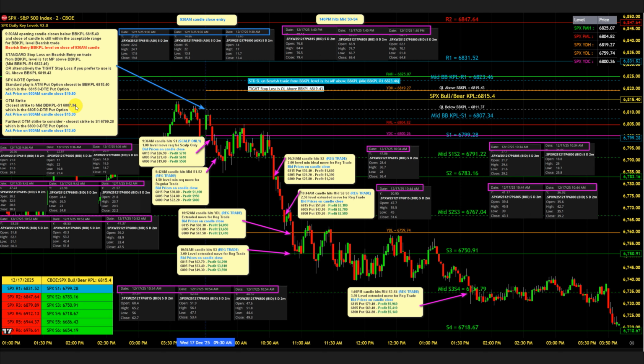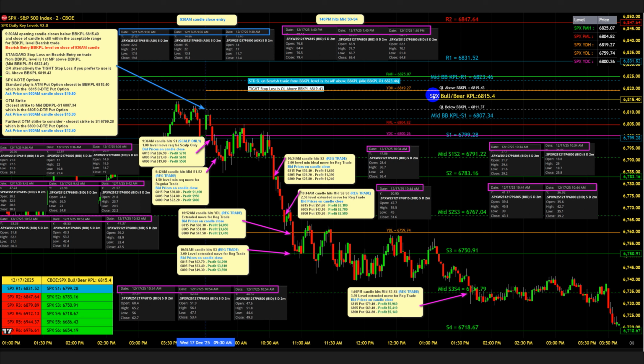There are always, as I said, 3 different strikes you can use on any bullish or bearish trade. So on this particular trade, since this is from the bull bear KPL, we're looking below since this is a bearish trade. And our first out of the money option is going to be the first midpoint below the level we're taking the bearish trade from. In this case, the mid BBKPLS1, 68.0734. The closest strike to that is going to be the 68.05 strike, so that would be the 68.05 put. The ask price on the candle close, $15.30.